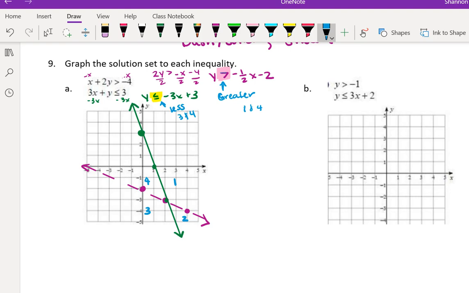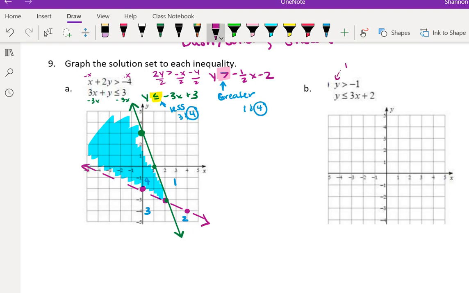Which of those sections has both? Number 4. So I'm going to shade region number 4, which is right here. It is the area that is less than the green, but more than the purple. And that's the overlapping region. Okay?